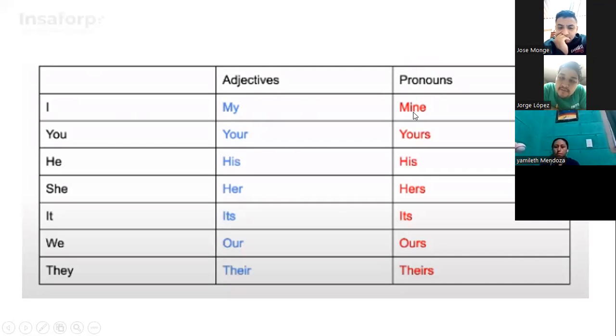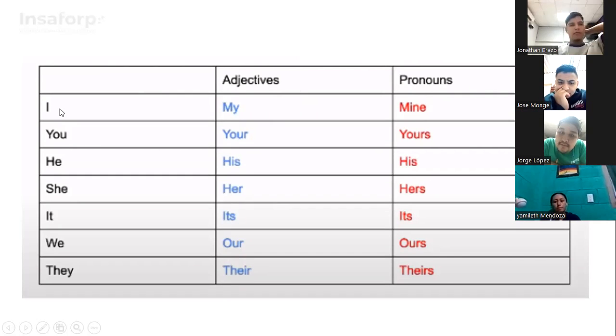So let's start with the first one, okay? We have I, personal pronoun. Possessive pronoun, mine, okay? Mine. You can repeat at home, okay? Pueden repetir en su casa. Mine. Mine es un possessive pronoun, okay? Tenemos también yours. Yours. Este era your, okay? Your. Pero este es yours, okay? Este lleva una S, okay?